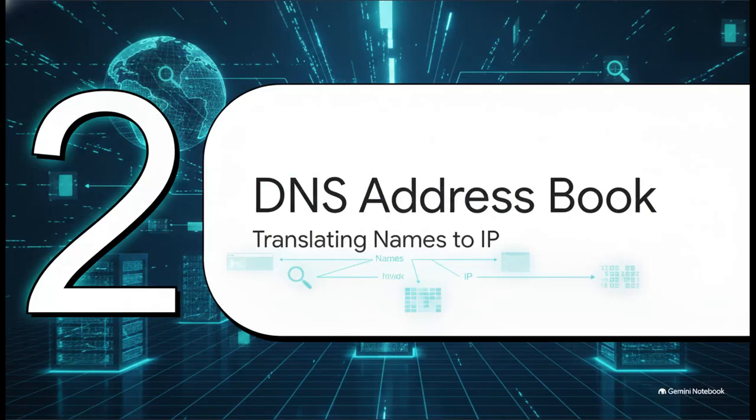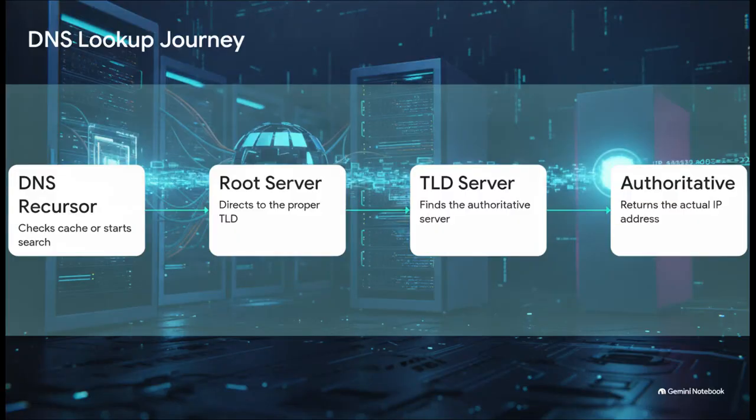Moving on to part 2, the global DNS address book, translating those human-readable names into IP addresses. Okay, so let's say the local cache has come up entirely empty, or it's your very first time visiting a site. Your browser has to venture out and translate that domain name into an IP address that computers can actually route. Watch how this request bounces through 4 distinct servers.